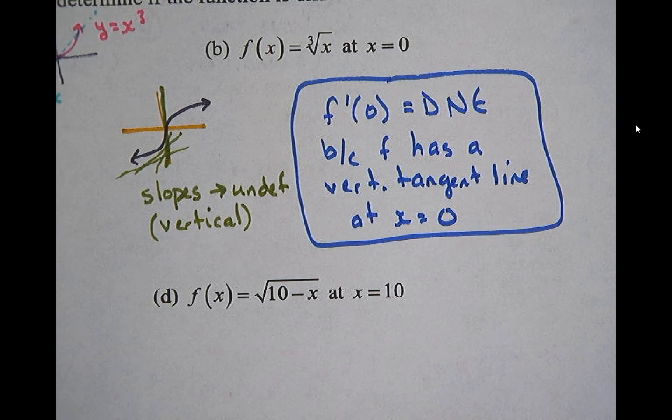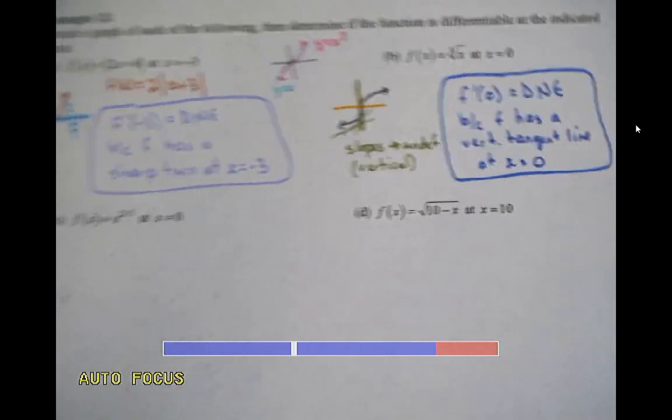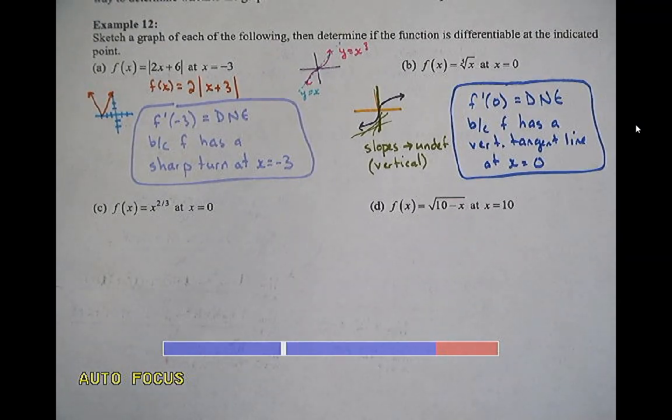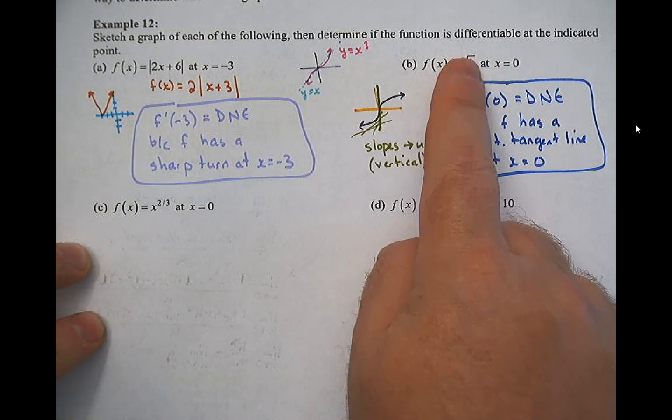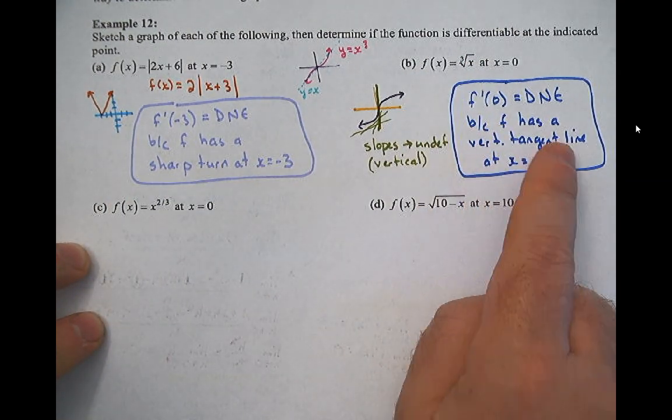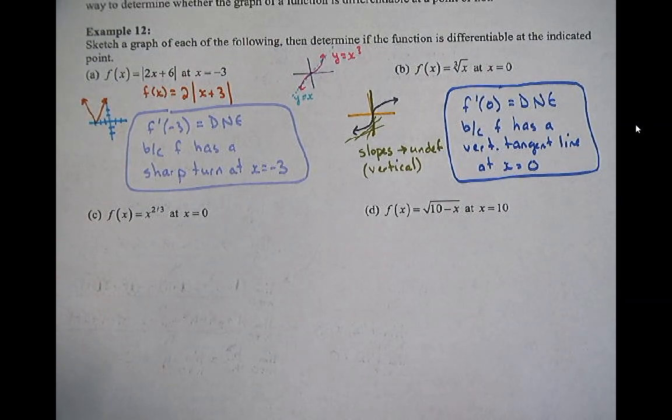So right now, what do we have as some problems? What are some reasons why my derivative would not exist? One reason is I've got a sharp turn. Another reason is I've got this vertical tangent line. Those are two situations for which my derivative would not exist.